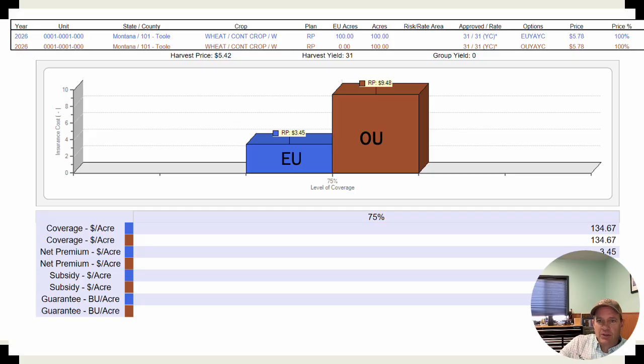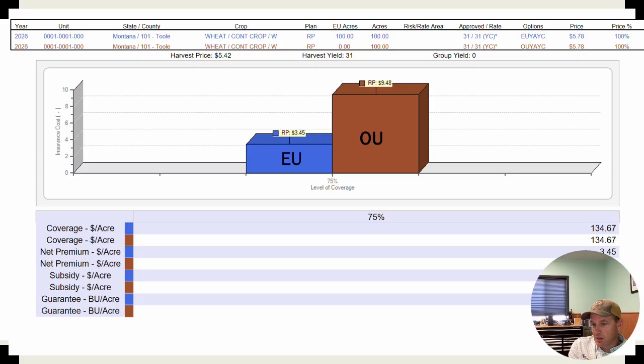So why do we do this? Here's a quote from this year, 31 bushel continuous crop winter wheat. In optional units, that's $9.48 for a $134 guarantee. If you put that together into enterprise units, that drops down to $3.45. So substantial difference in the premium for comparable levels.